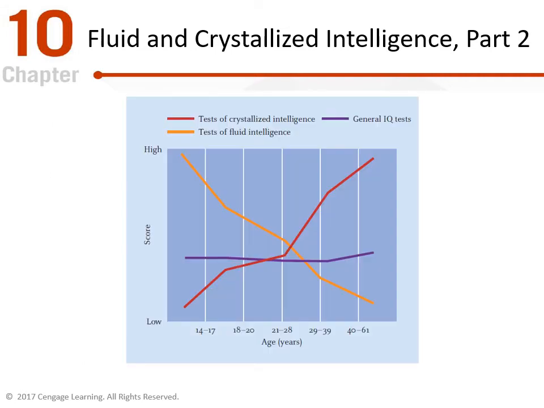So this is a figure of fluid and crystallized intelligence. You can see that the red is tests of crystallized intelligence, the orangish color is tests of fluid intelligence, and then the purple is just a general IQ test. Note the opposite developmental patterns for fluid and crystallized intelligence. They follow different paths developmentally. Fluid intelligence, that quick thinking intelligence, right, declines throughout adulthood, that abstract thinking, that inductive reasoning. Whereas crystallized intelligence, that's knowledge about specifics through life or education, improves, right? Because you're always learning new knowledge.